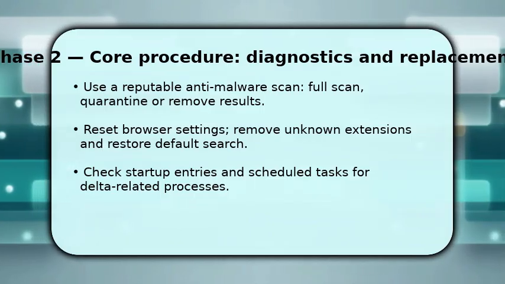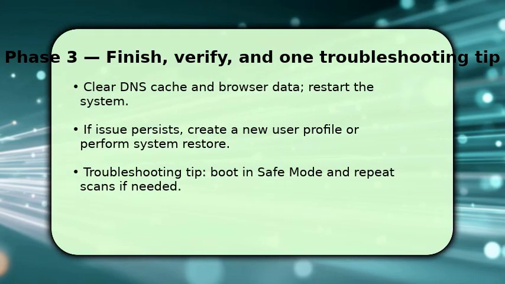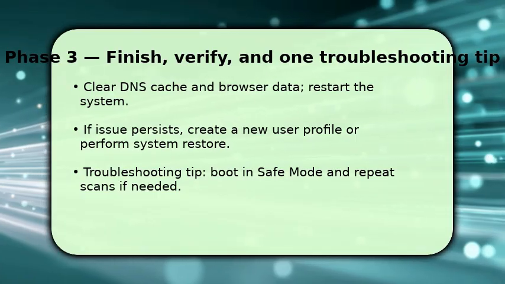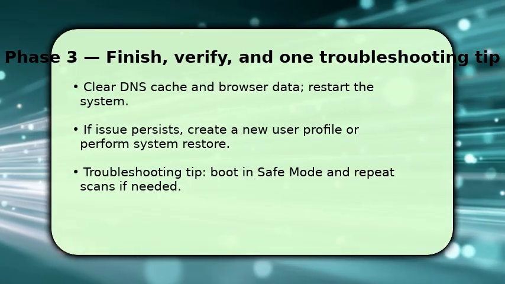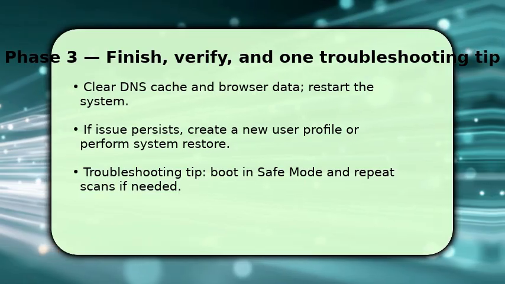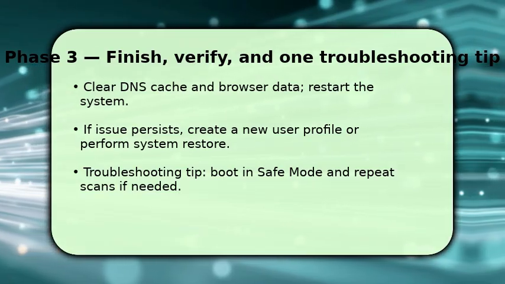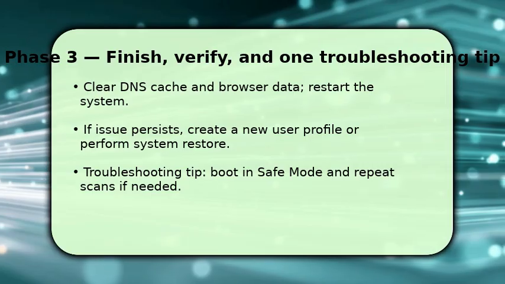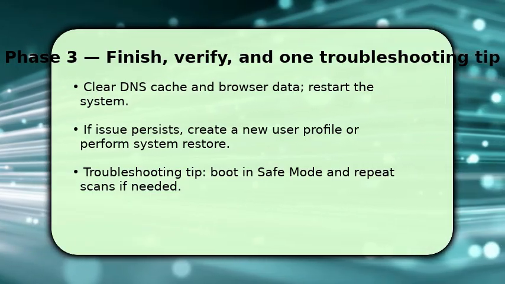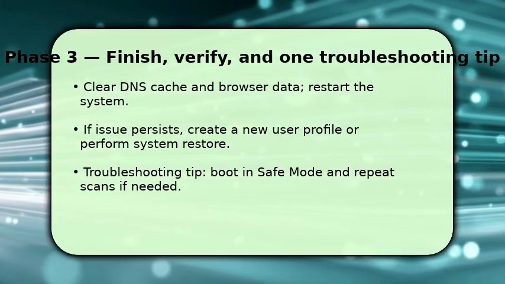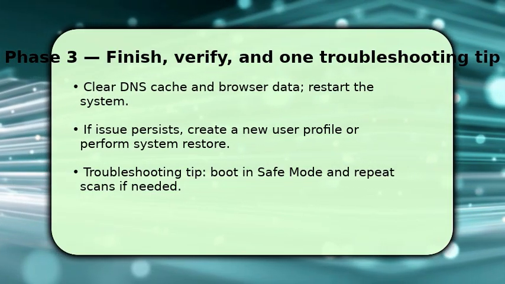To finish, clear the DNS cache with ipconfig /flushdns and wipe browser cookies and cache data, then restart so changes take effect. If Delta Search still appears, create a fresh user profile to isolate settings, or use System Restore to revert to a clean point. These undo stubborn configuration changes.